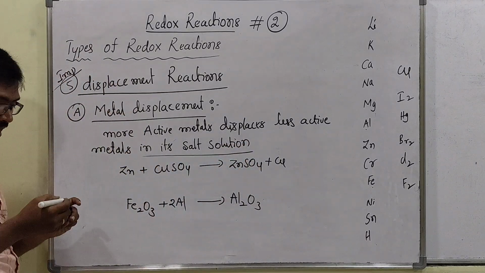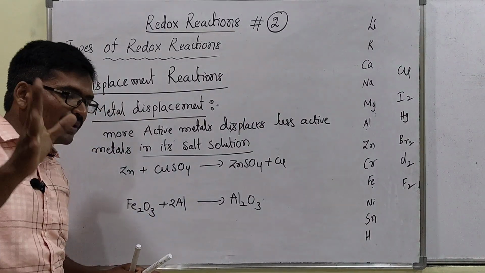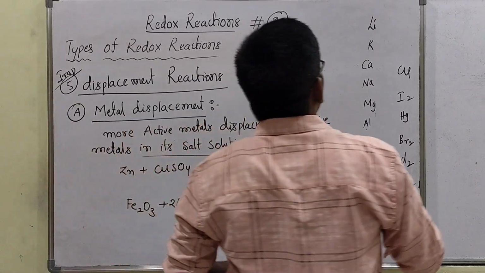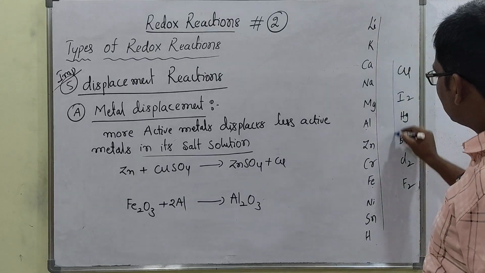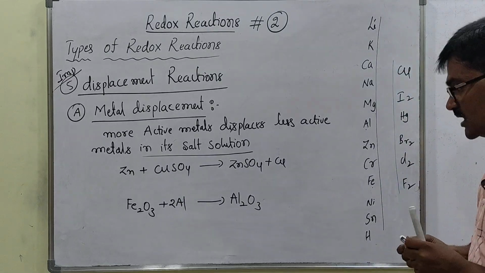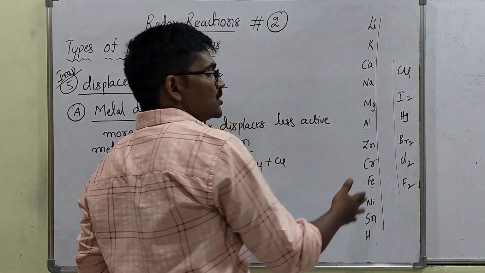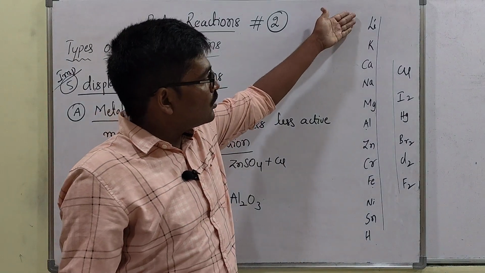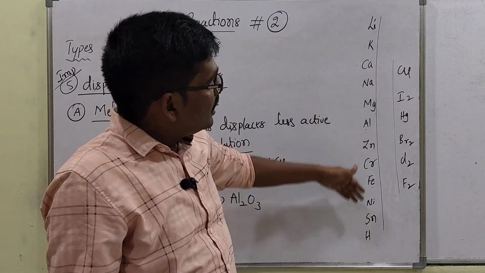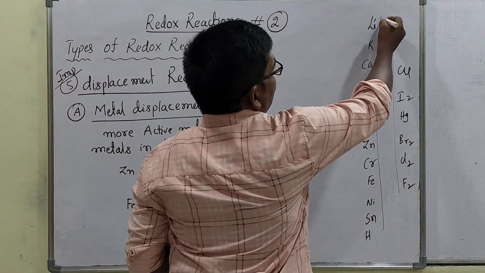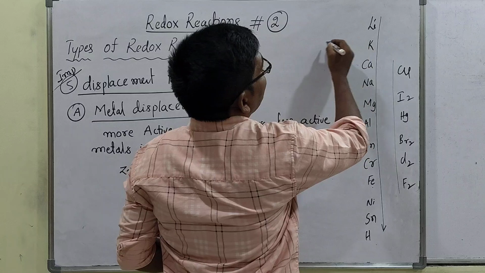Remember, understand. Look at the statement: more active metals, less active metals. How do we know this? You have to remember the electrochemical series we have seen already. These are reduction potential values. Based on the reduction potential values, we can arrange the electrochemical series. In this electrochemical series, from top to bottom, activity decreases.